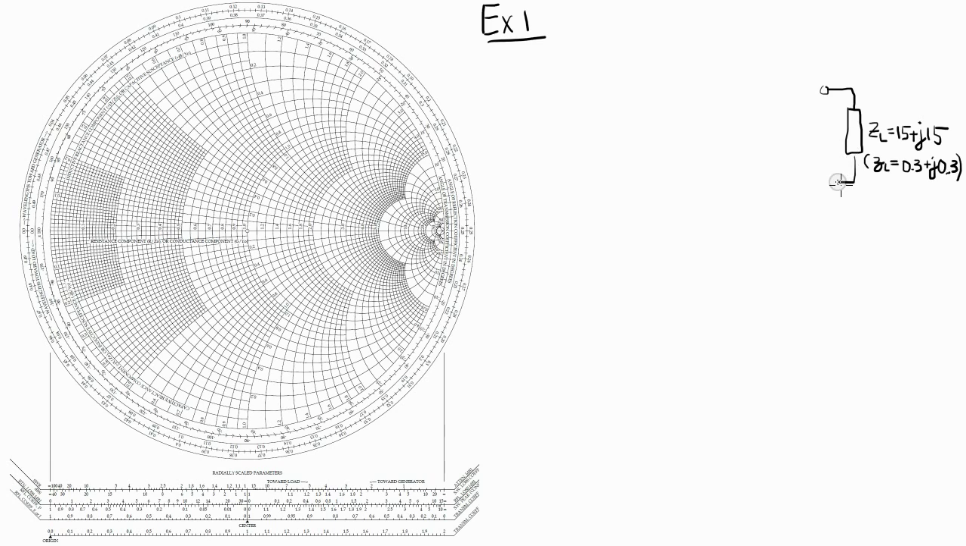And then plotting this point, I can immediately read off the Smith chart the reflection coefficient vector, gamma L. Okay, now I'm going to insert a transmission line section with an electrical length that's equal to 0.3 lambda, where lambda is my wavelength.